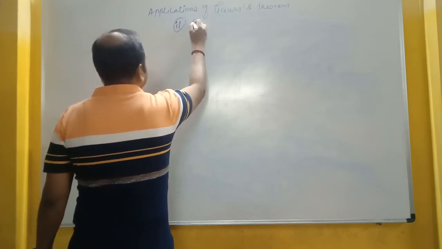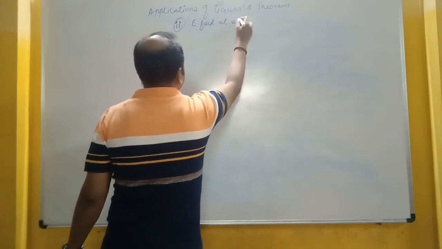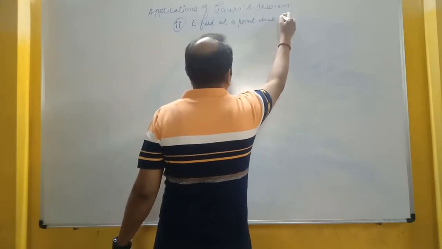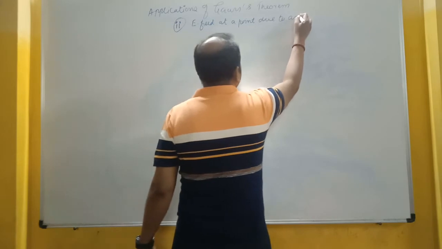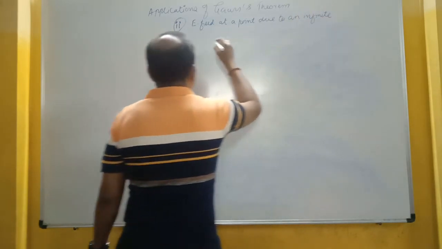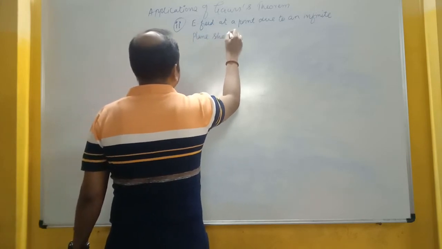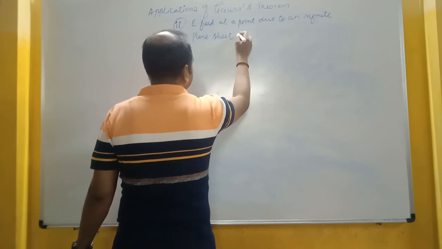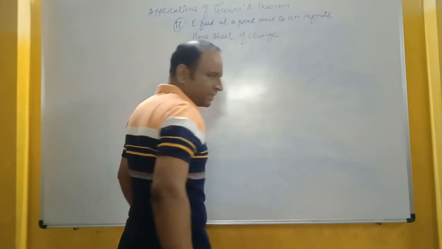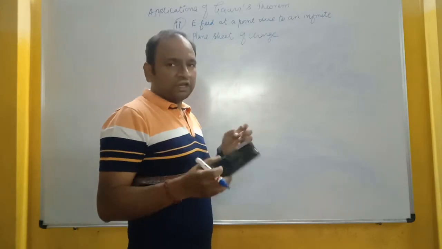electric field at a point due to an infinite plane sheet of charge. Sheet means a two-dimensional surface. And of course, it will be uniform. As far as our discussion is concerned, we will be dealing only with the uniform distribution of charges.